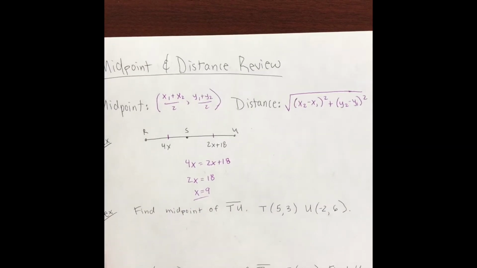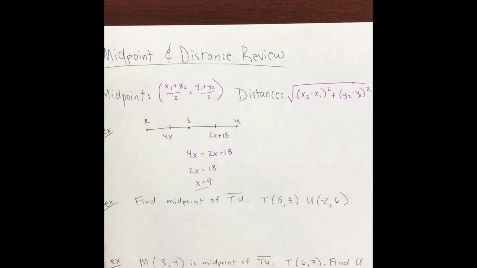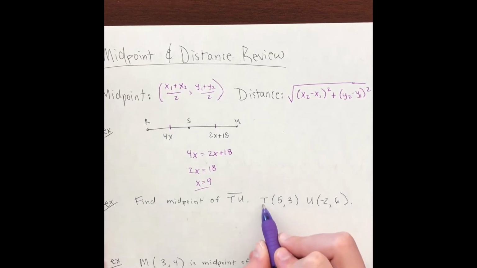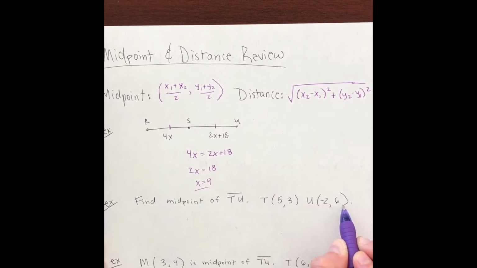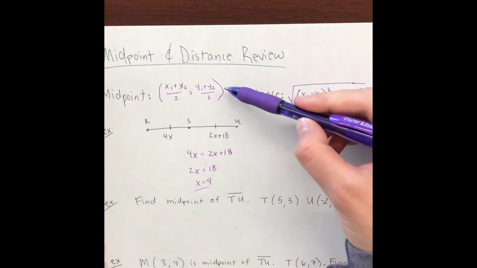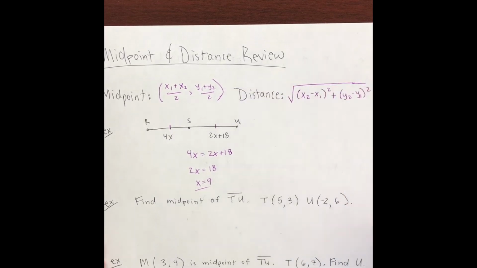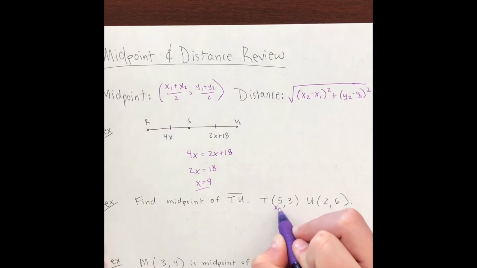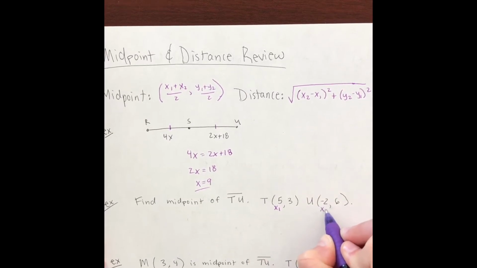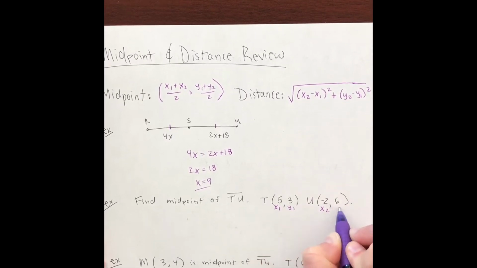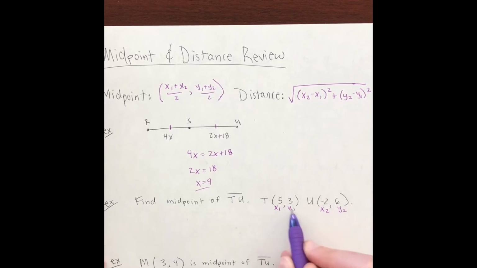All right, another example you're going to see on the homework. Find the midpoint of TU. It gives you T and it gives you U. So you want to find the midpoint. We're going to use that formula. So it's nice sometimes to label x1, x2, y1, and y2 because this is the first point and that's the second. And then we just use the formula.